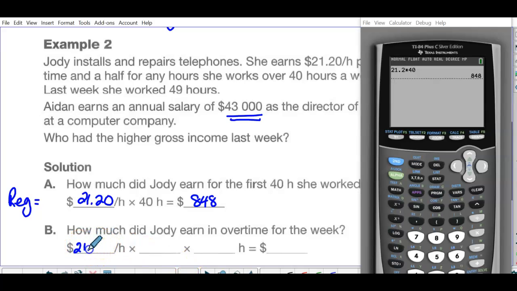How much did she earn in overtime for the week? So regular rate, and she gets time and a half, so we want to multiply that by 1.5, and then you have to figure out how many overtime hours. So subtract 40, and then you get 9 overtime hours. So $21.20 times 1.5 times 9 is $286.20. Always be careful that you don't put 49 hours. You've already calculated what she gets paid for the 40.